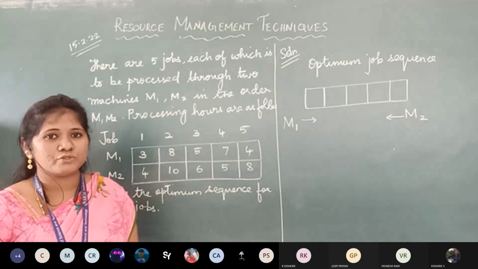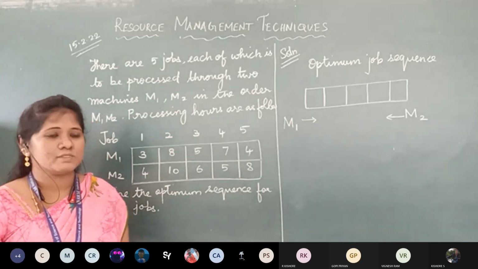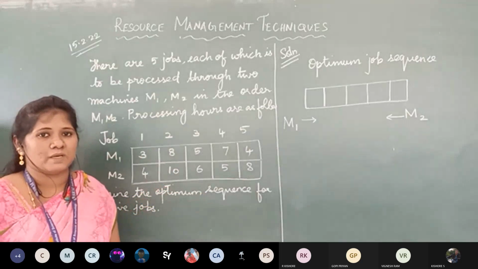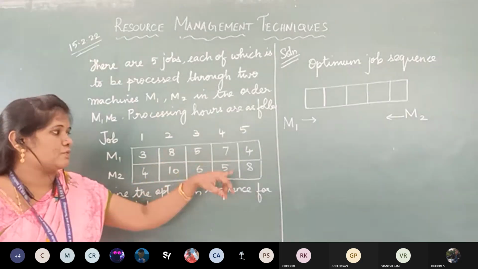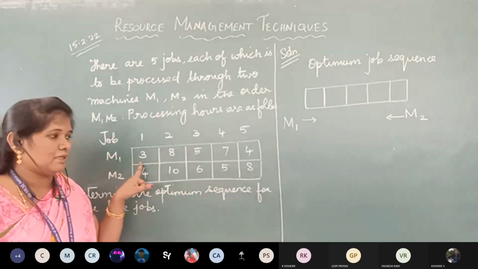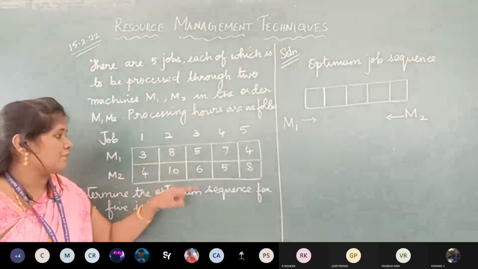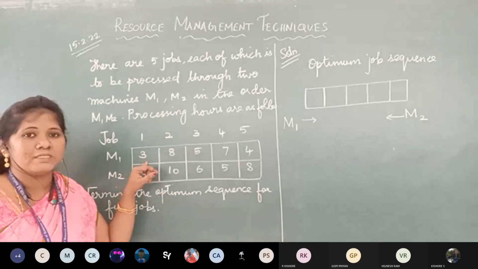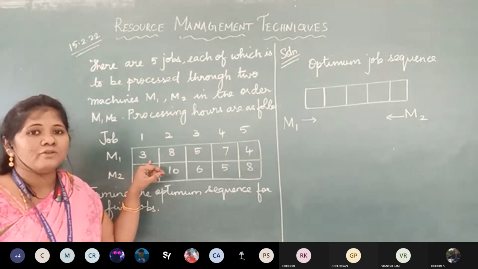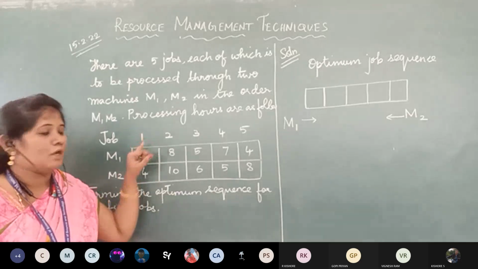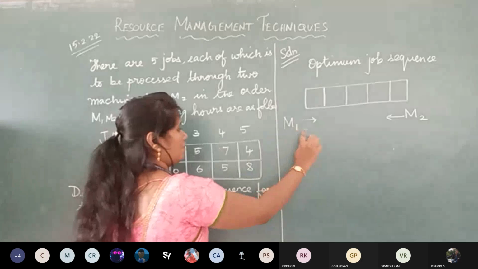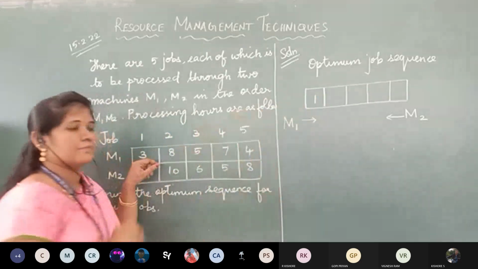Now to write this sequence, from whatever is given in the data, you have to see which is your least value. Here your least value is 3. In the given problem, it is coming from your machine M1, and it is the first job. So you will write it in machine M1, starting from left to right. So you will write it here.